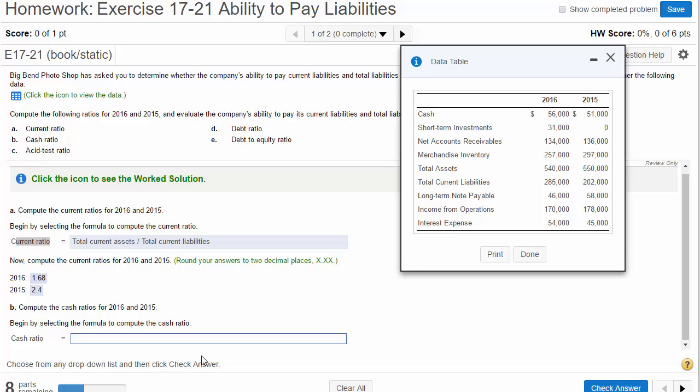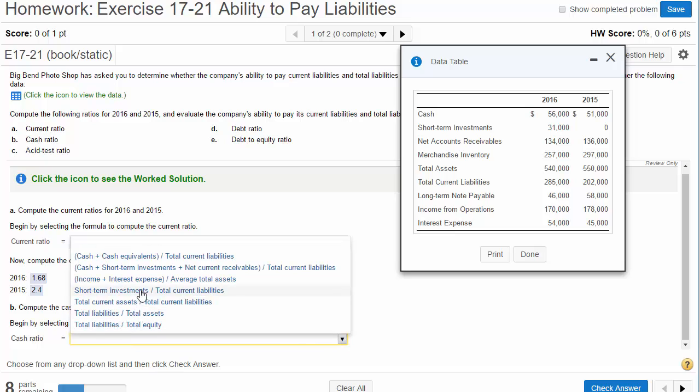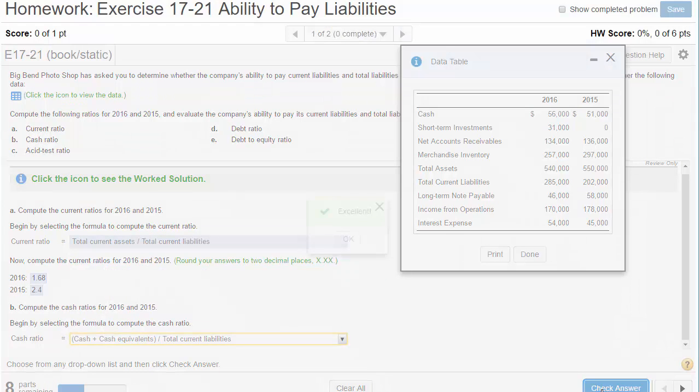Next, we're going to compute the cash ratios for 2016 and 2015. So what is the formula for the cash ratio? Remember, this is the formula that's going to use just basically cash and cash equivalents to see how well we can pay off our current liabilities. So it's cash and cash equivalents divided by total current liabilities.